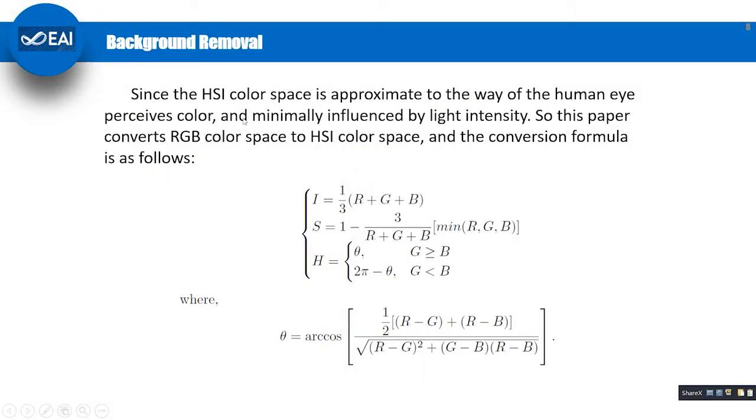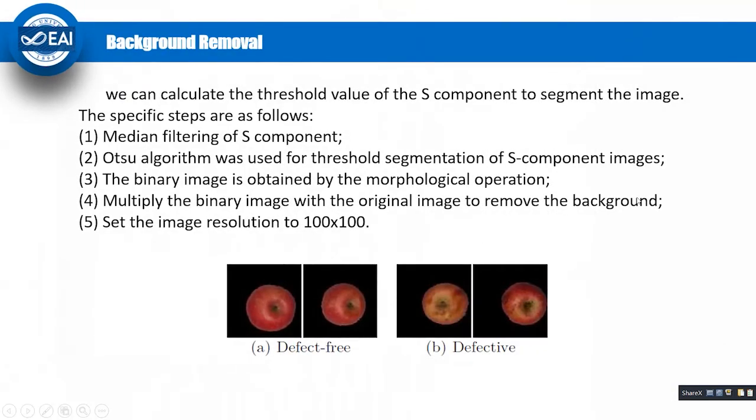Since the HSI color space is approximate to the way the human eye perceives color and is minimally influenced by light intensity, this paper converts RGB color space to HSI color space. And we can see the conversion formula here. After converting to HSI color space, we can calculate the threshold value of the S component to segment the image.